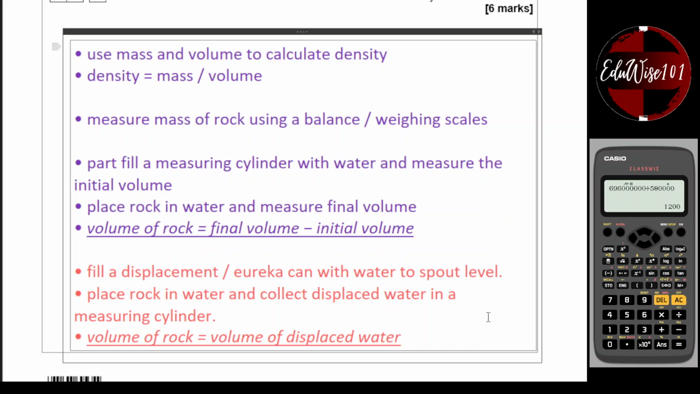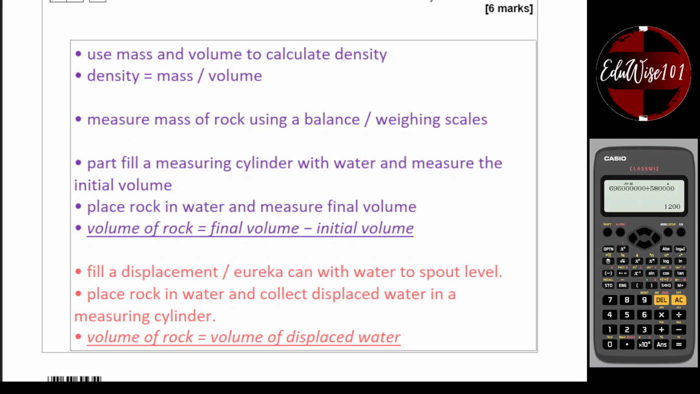Now, if you're describing how to use the displacement can, you would say fill a displacement can or Eureka can with water to spout level, place rock in water and collect displaced water in a measuring cylinder. Volume of rock equals volume of displaced water.